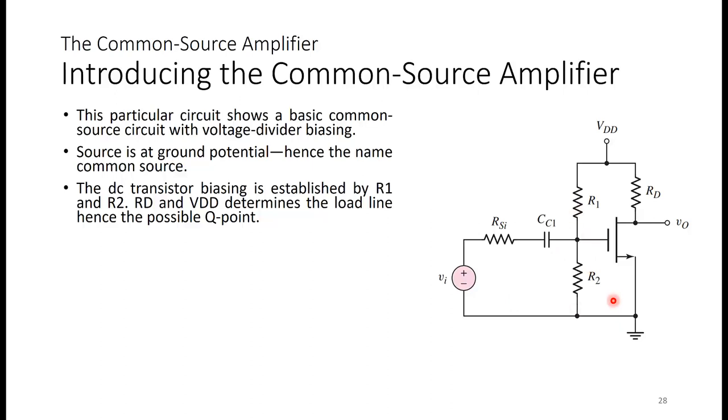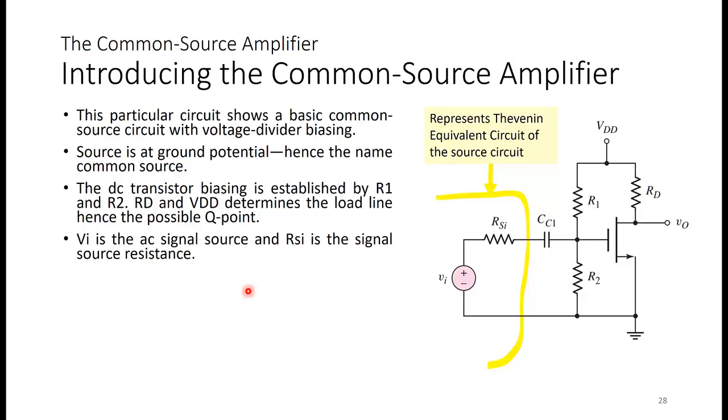So VIN is the AC signal source, and RS, for the signal source input circuit, is the signal source resistance. Now, the word source that we use here refers to the source circuit, meaning the input circuit that goes into the amplifier, not the source terminal. In actual circuits, this VIN, AC input signal, and signal source resistance don't look like this. It could be, for example, a microphone circuit. It's drawn this way as a simple representation, like the Thevenin equivalent circuit of the source circuit that the amplifier just needs to know about.